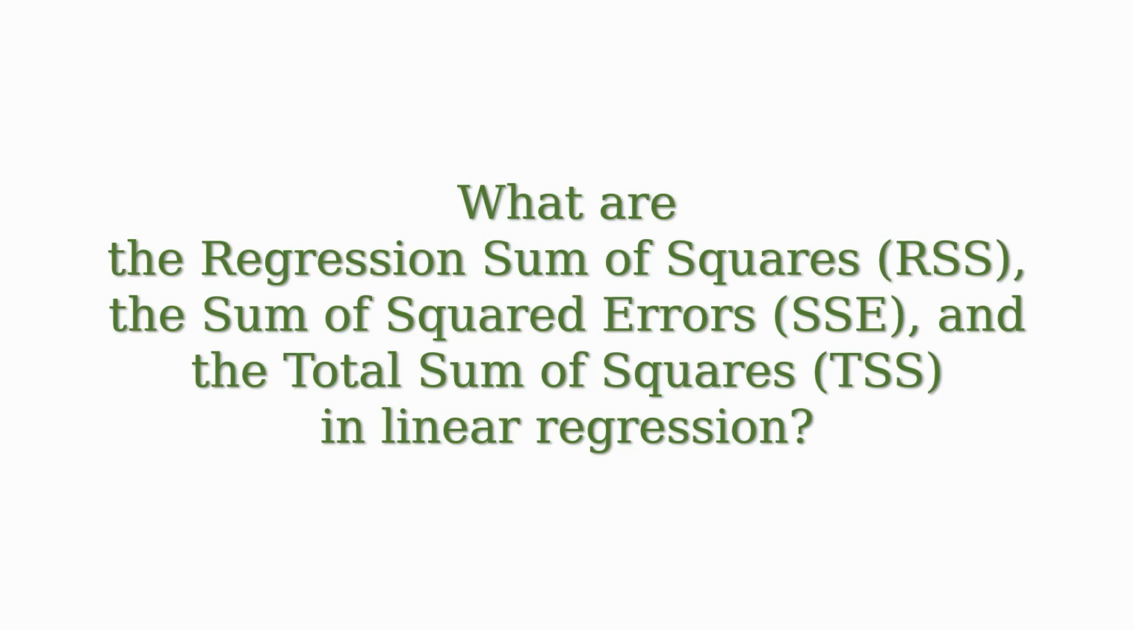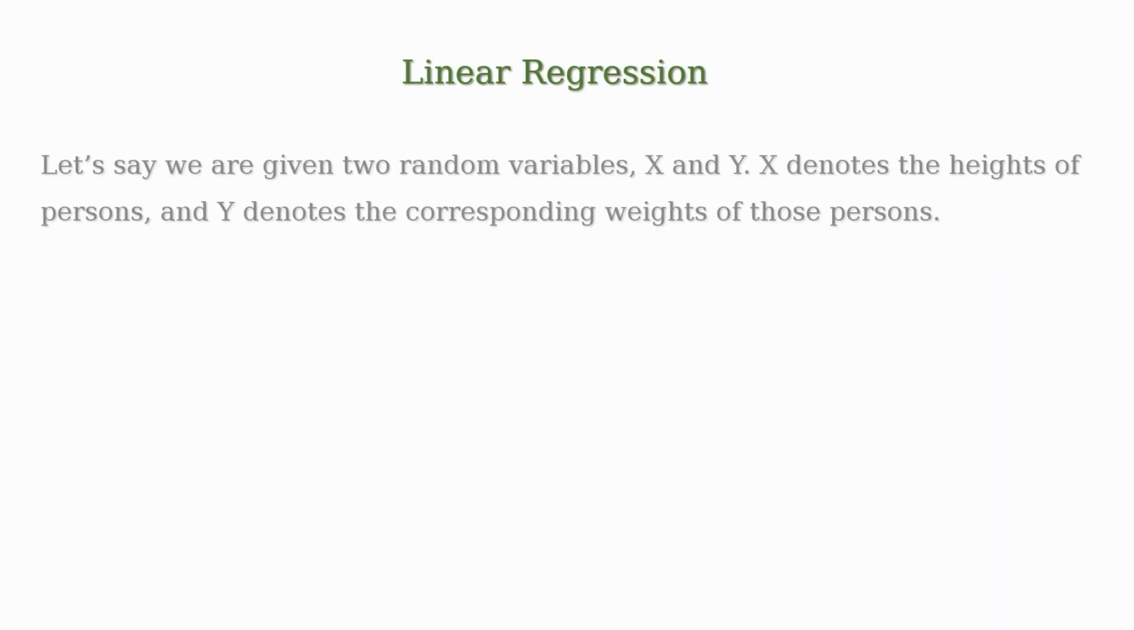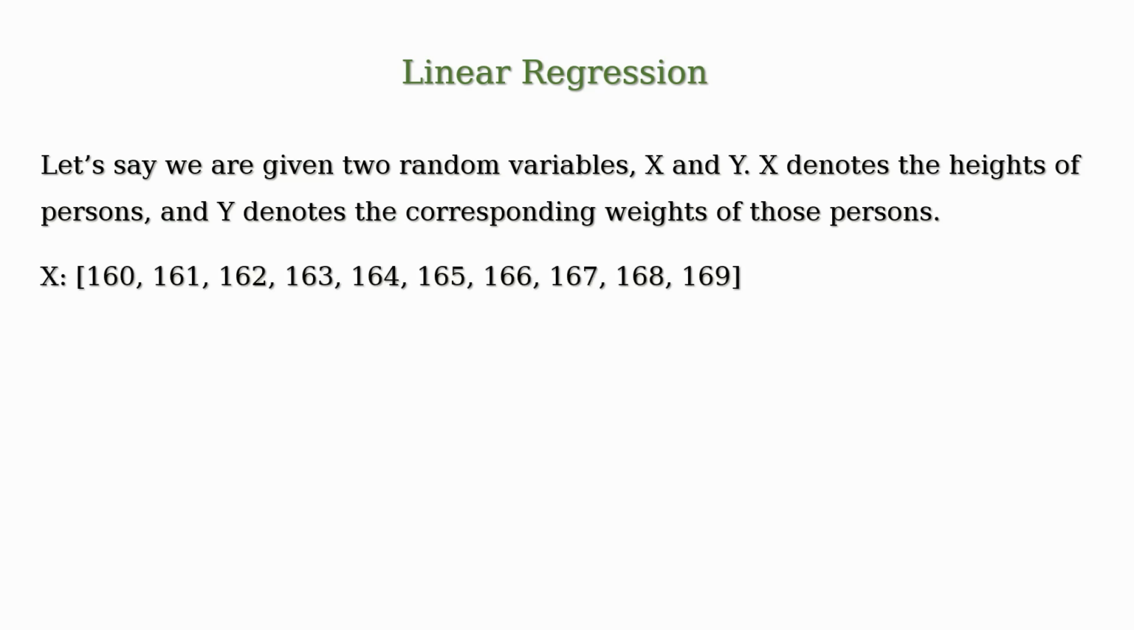In this video, we will discuss what the regression sum of squares, the sum of squared errors and the total sum of squares in linear regression are. Let's say we are given two random variables x and y. X denotes the heights of persons and y denotes the corresponding weights of those persons. Let's also assume that x takes the following values and y takes the following values.